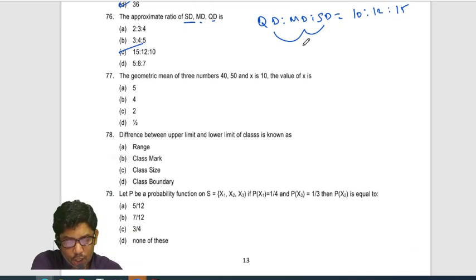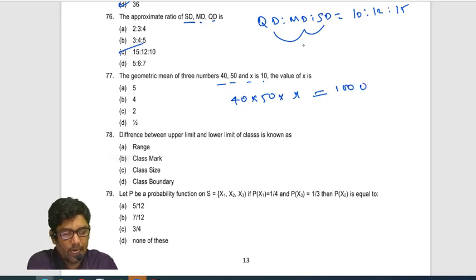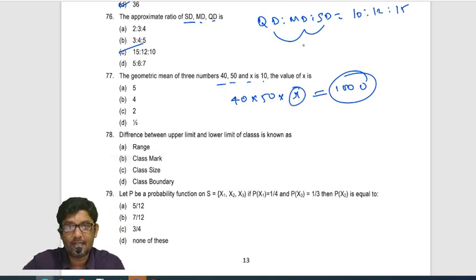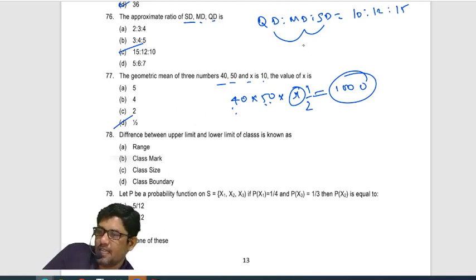Next step. The geometric mean between 3 numbers 40, 50, x is 10. Okay. 40 into 50 into x is equal to 1000. Actually, cube of 10. Instead of taking cube root on the left hand side, on the right hand side you cube it. Sir, I know how to do it, sir. I'll try the option test, sir. 40 into 50 is 2000 is coming. So which is nothing but 1 by 2. Option D. I am just doing with the hacks only.